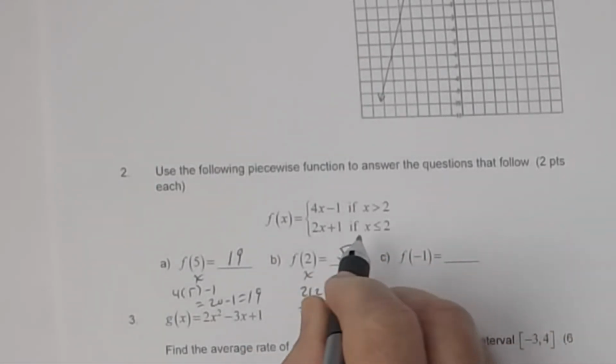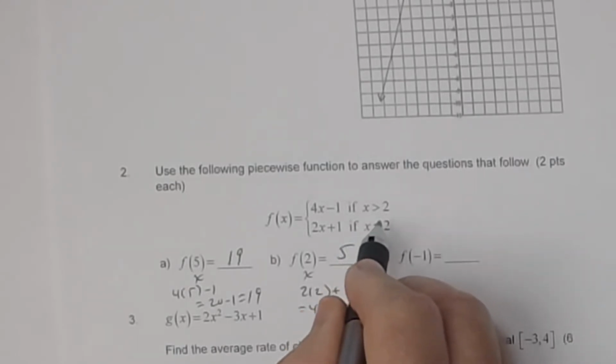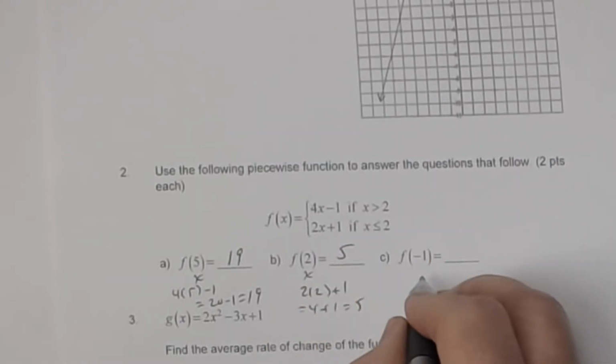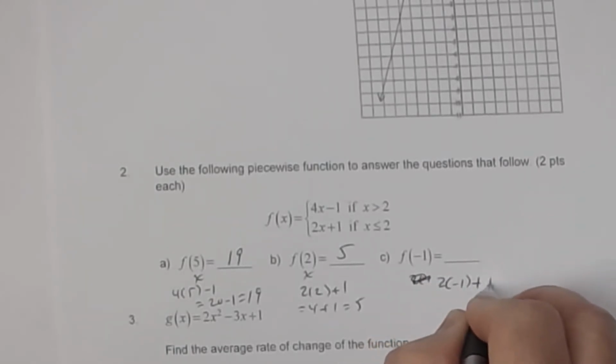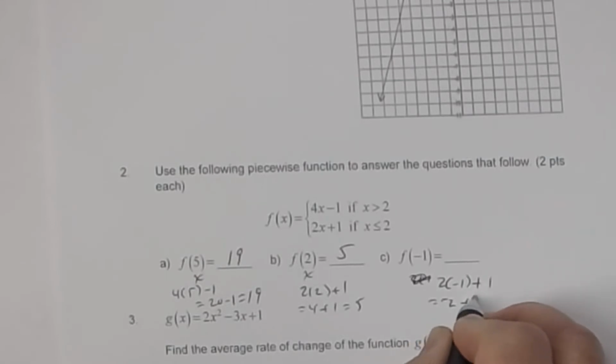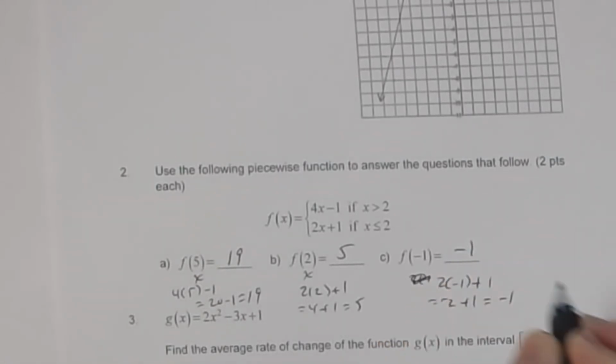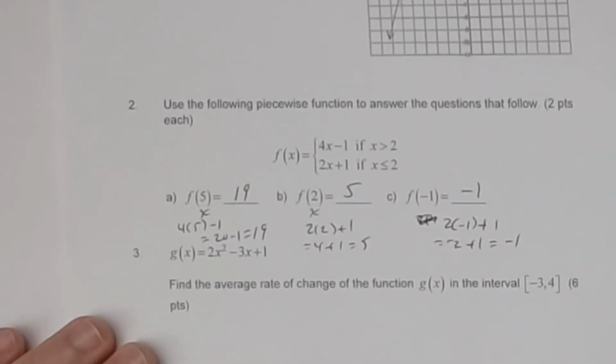F of negative 1, that's going to be this one again. Negative 1 is less than or equal to 2. So you're going to use 2 times negative 1 plus 1. So that's negative 2 plus 1, which is negative 1. All right, so that's A, B, and C there.